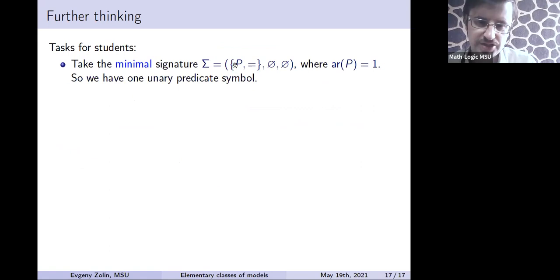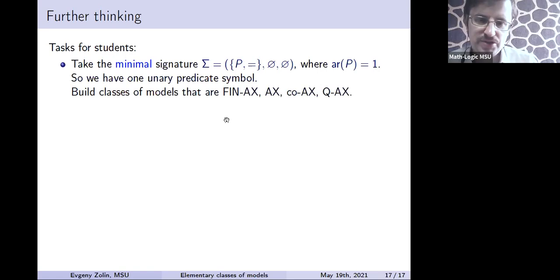Besides equality, take just one unary predicate symbol. So in formulas, you can write P of X. This is a very simple first-order language. And of course, you can use quantifiers, conjunction, disjunction. Then try to build classes of models that are finitely axiomatizable, axiomatizable, co-axiomatizable, and quasi-axiomatizable. And in each case, you need to show that it doesn't belong to the smaller, to the simpler class, to the simple species.